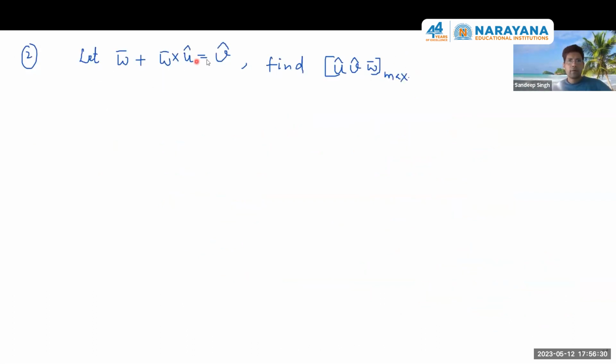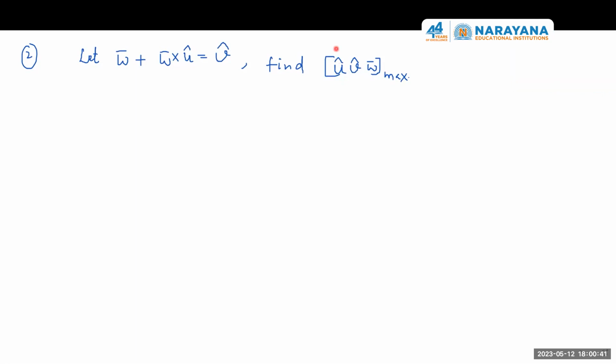So basically, u and v are unit vectors. w is any vector in space. To satisfy this equation, you have to obtain the maximum value of this box product, u cap, v cap, and w. Okay. So tell me, what is the maximum value? Are you able to do this?